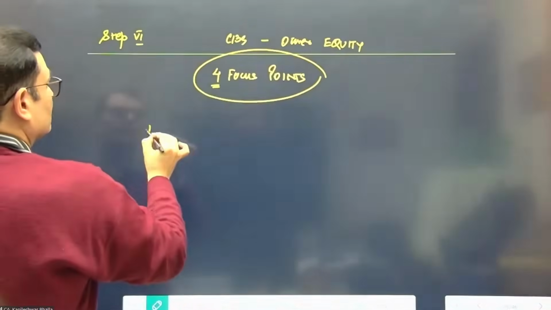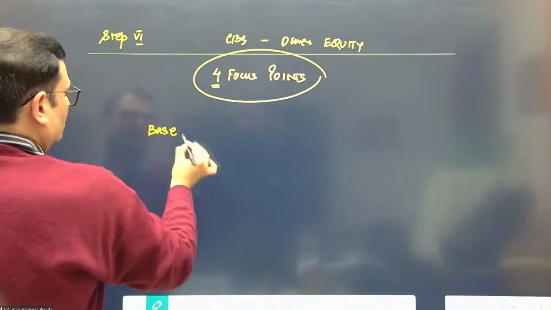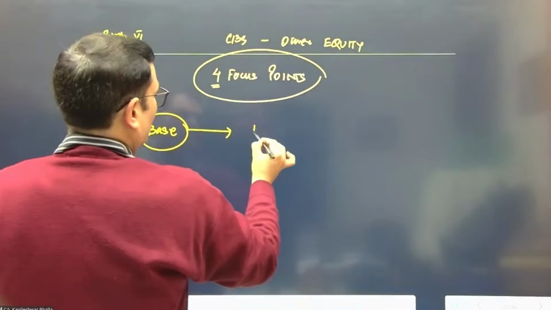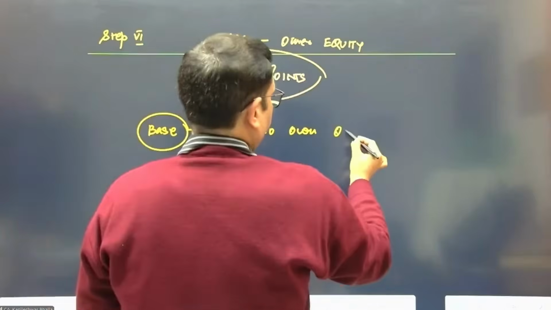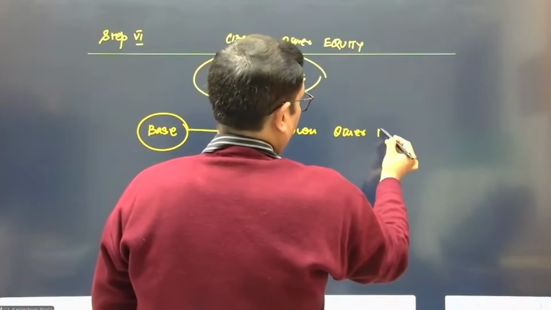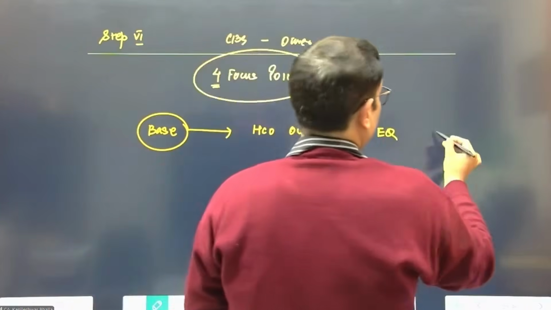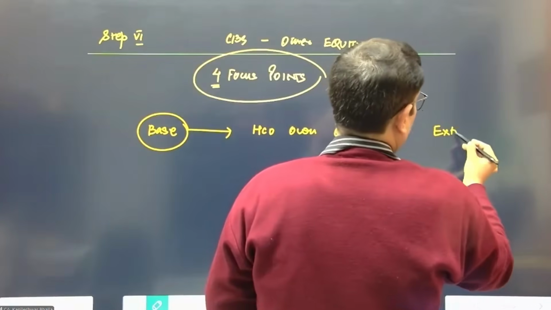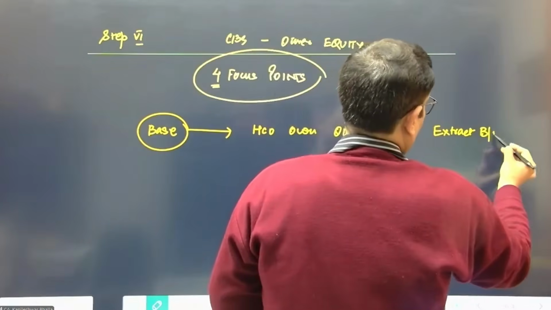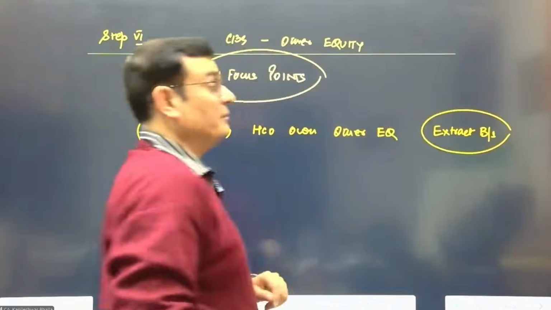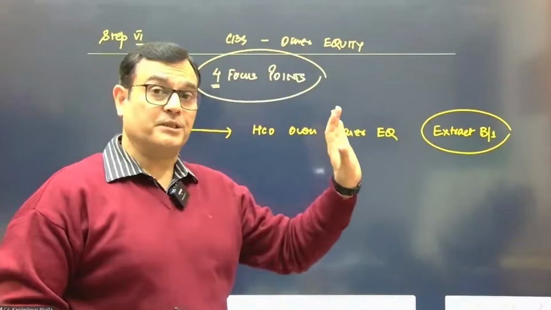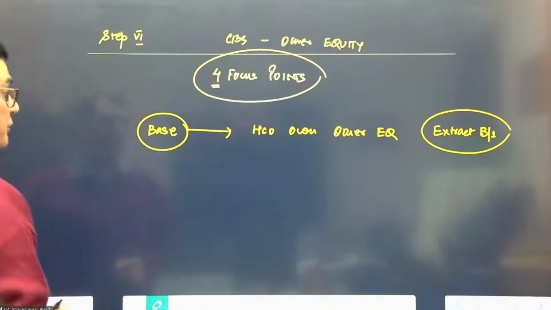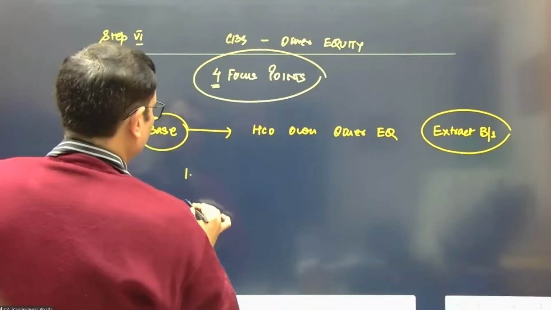So we will take the base, that is the holding company's own other equity. You can take this from the extract balance sheet. You need to be careful: whenever you make an extract balance sheet, you need to pick up information at various places from it. Now, focus points number 1, 2, 3, 4.